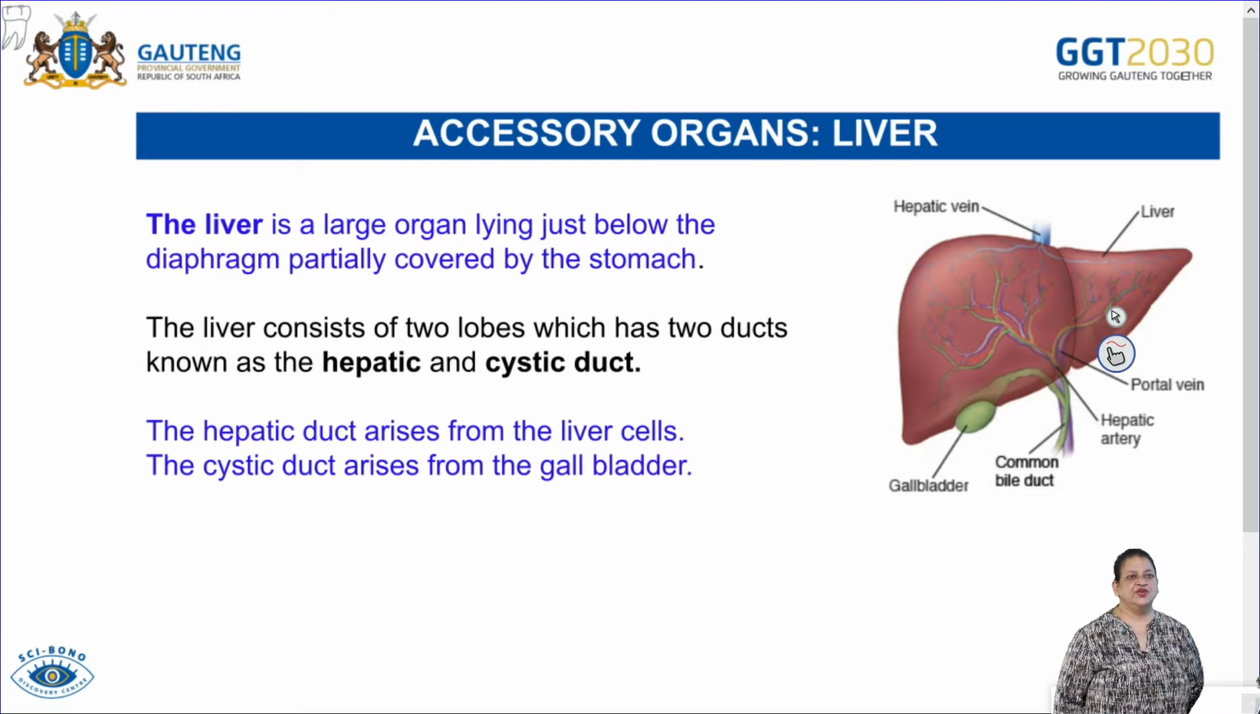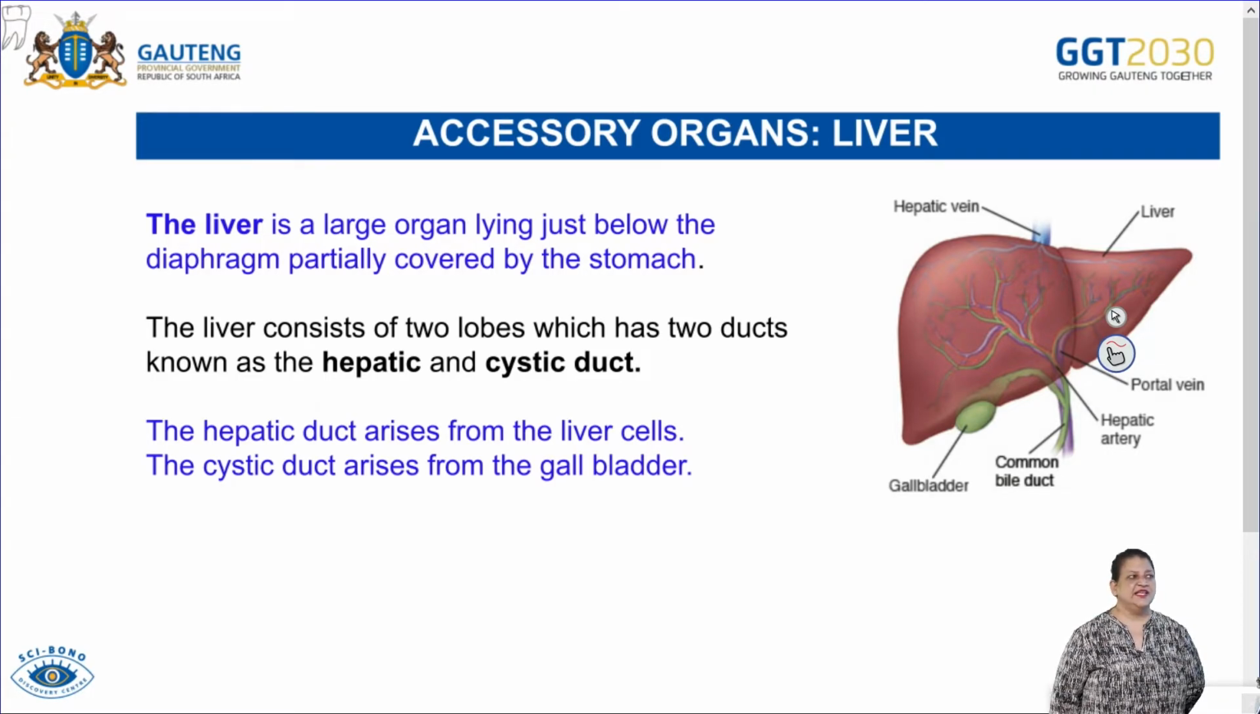The first accessory organ is the liver, and the very important thing to know is that the liver is the largest organ in the body. Yes, it's very large. And where does it lie? It lies just below your diaphragm. In other words, if you go just beneath your rib cage, above the stomach, that's exactly where your diaphragm is. And then you find that the liver is lying just below that, and it's covered by the stomach. So your stomach actually covers your liver.